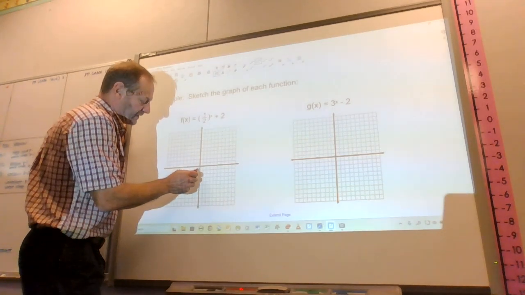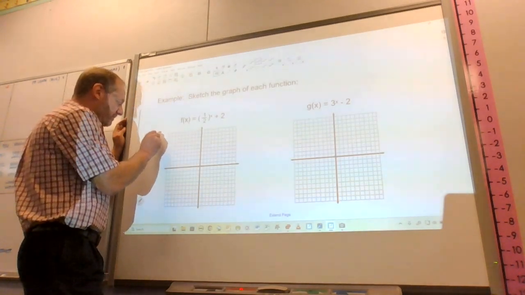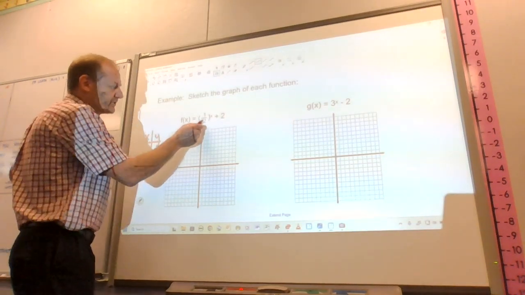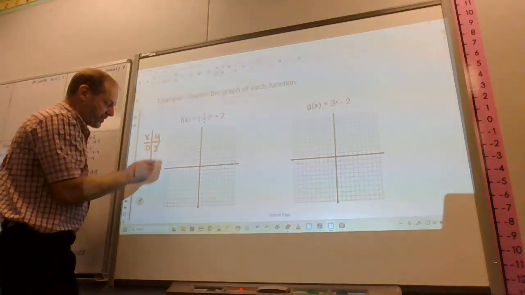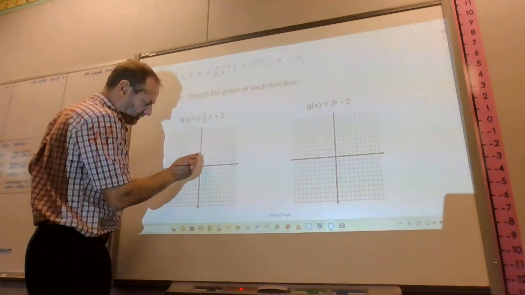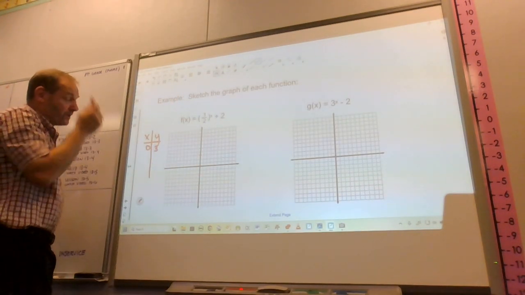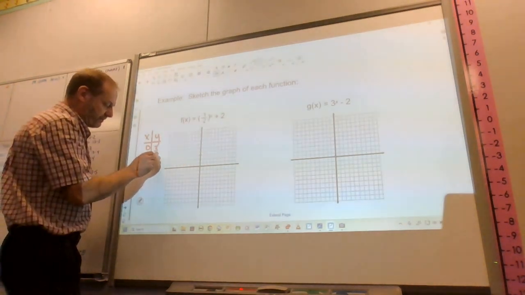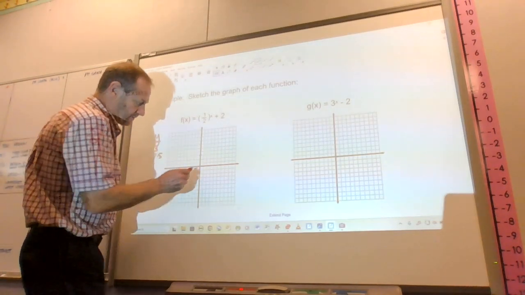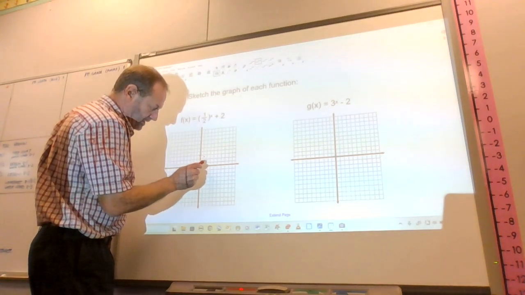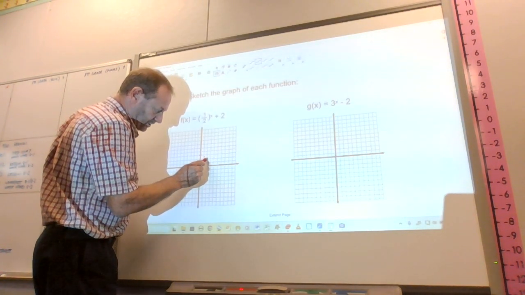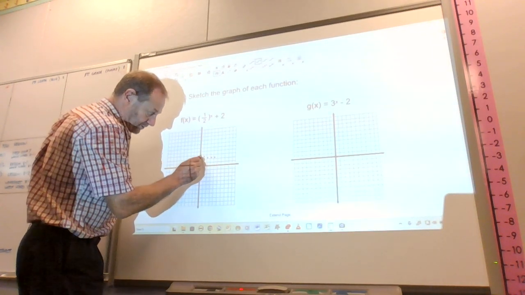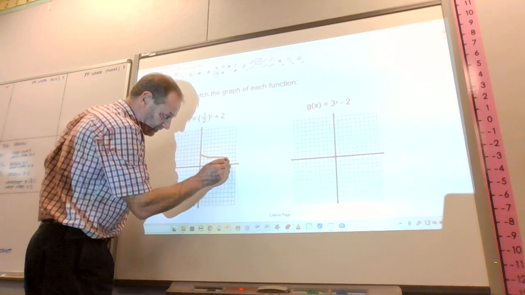So instead of crossing at 0, 1, probably best if you made the table. If I plug in 0, remember this is still 1 plus 2 is 3. So it's going to cross at 0, 3. Again, if I plug in 1, that's going to be 1/2 plus 2 is going to be 2 1/2. Okay, so that's going to be like right here. And it's going to keep approaching, instead of the x-axis, it's going to approach 2. It's going to go like this. It's never going to get to 2, though.